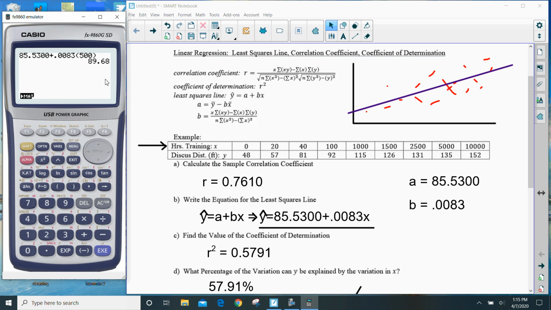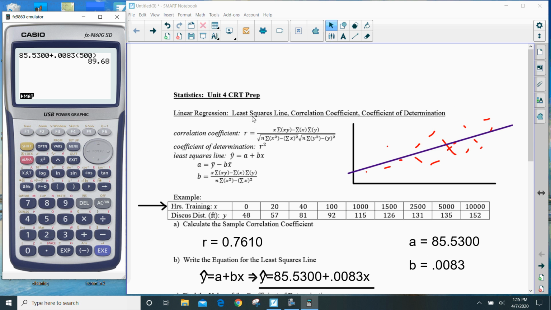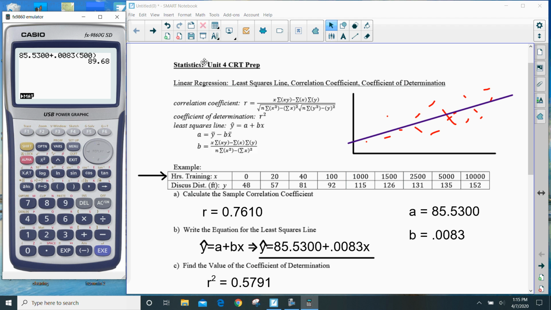All right. Again, this is the unit for CRT prep.